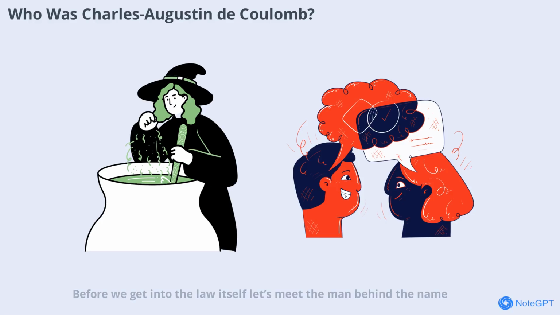Before we get into the law itself, let's meet the man behind the name, Charles-Augustin de Coulomb. He was a French physicist born in the 18th century, renowned for his pioneering work in electrostatics and magnetism. Coulomb's meticulous experiments and mathematical approach led to the formulation of the law that now bears his name. His contributions have had a lasting impact, influencing countless discoveries and innovations in science and technology. Understanding his background helps us appreciate the significance of his work and the context in which Coulomb's law was developed.